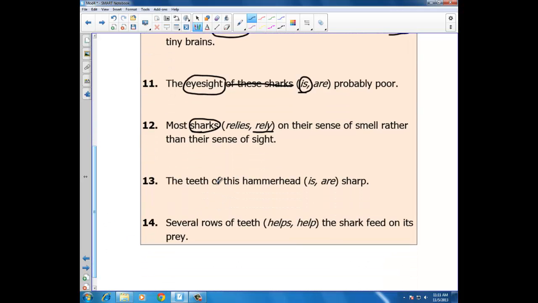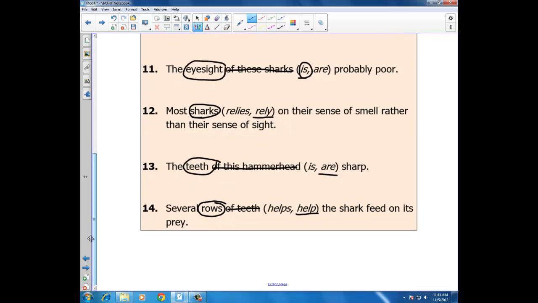The teeth of this hammerhead is or are sharp. We're taking out the prepositional phrase, circling teeth as the subject, and then underlining the verb, which is are. Several rows of teeth, prepositional phrase, circle the subject. Rows help the shark feed on its prey. That concludes Module 4. Next, we'll be moving to Module 5.